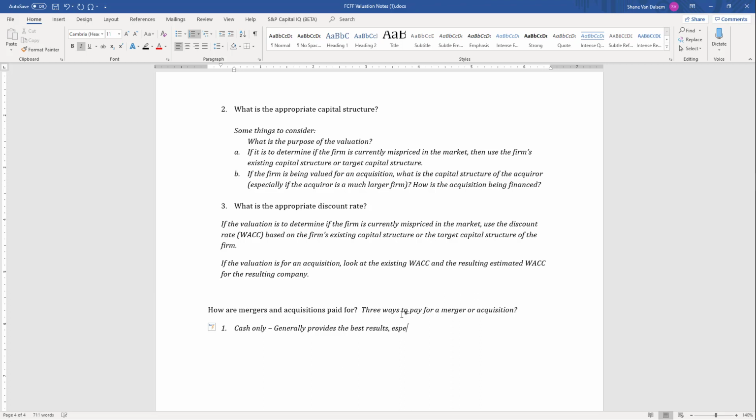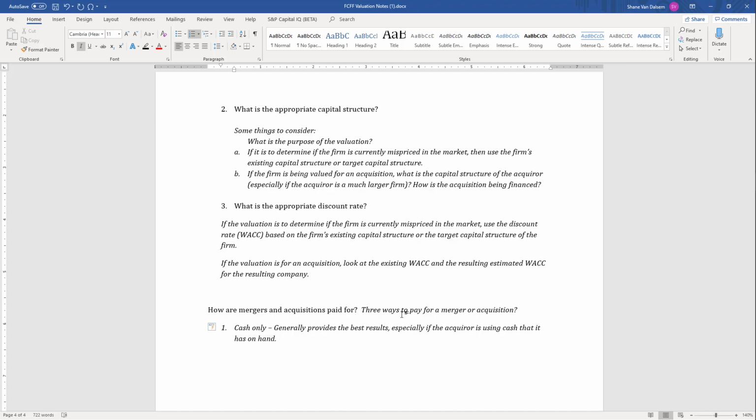Especially if the acquirer is using cash that it has on hand. In other words, they're not taking out additional debt to pay for this firm. They have plenty of cash. Think of Apple with hundreds of billions of dollars in cash or near cash assets. They can easily go out and acquire firms.